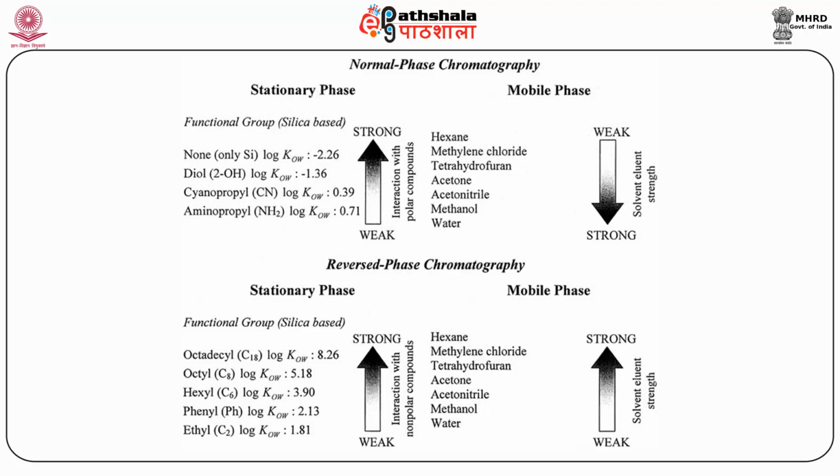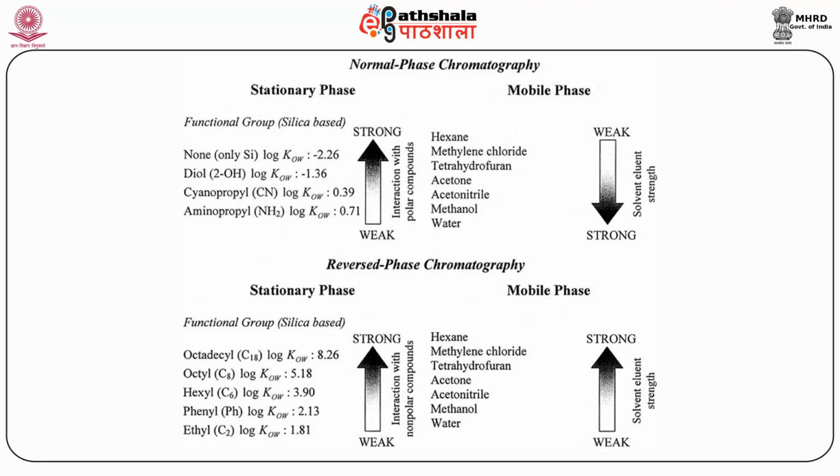So the less polar substances are not strongly attached to the silica and get eluted first, while the more polar substances are strongly attached to silica or these types of stationary phases and get eluted last.